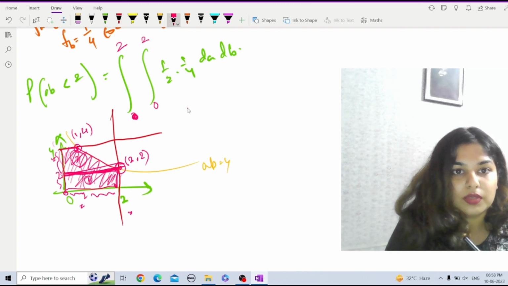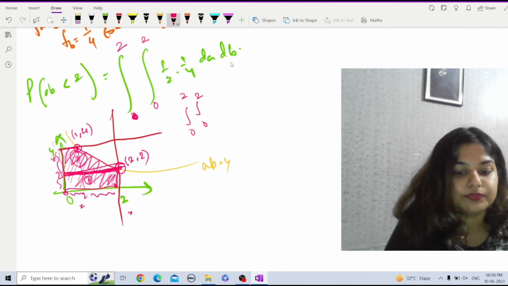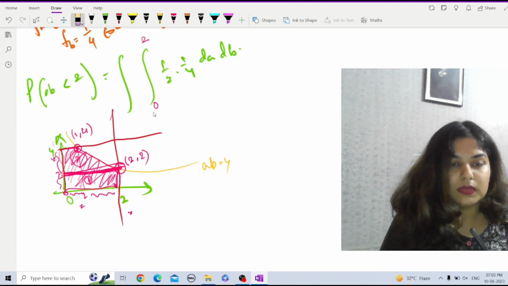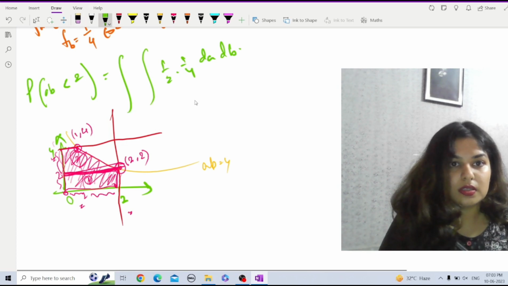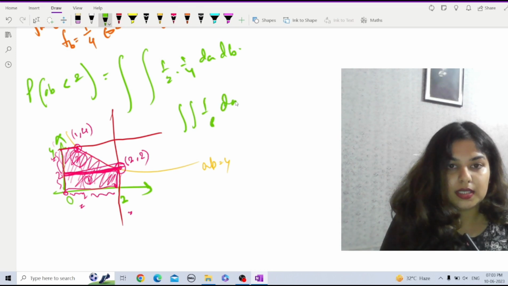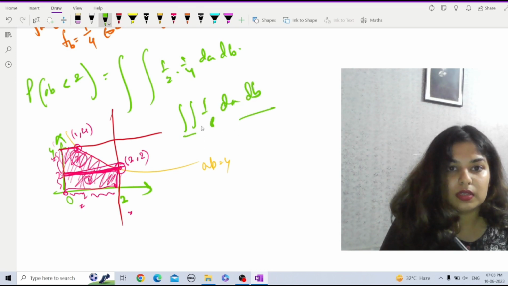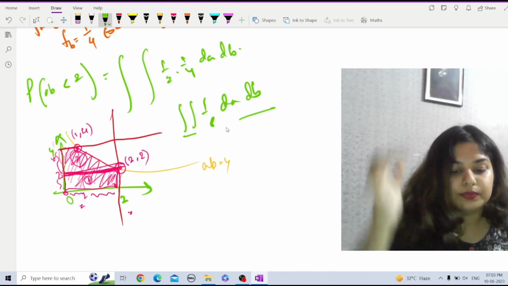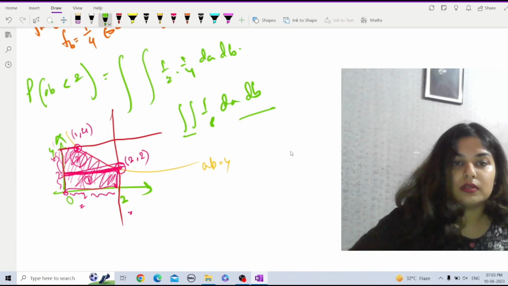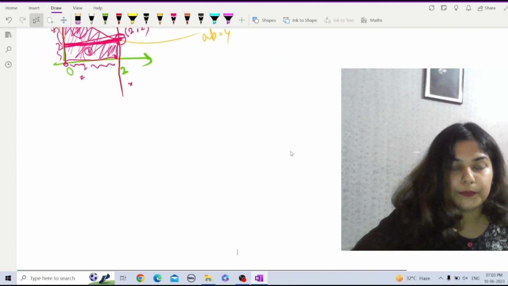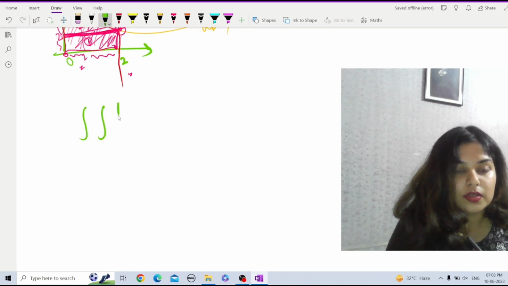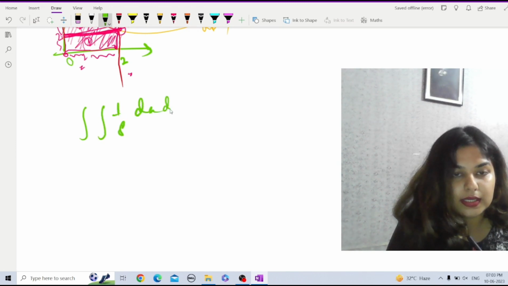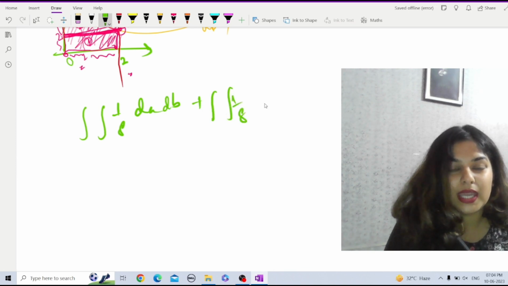So what can we do here? This is 0 to 2, 0 to 2. Let's write it down. Let us separate it. First of all, this is our integration 1 by 8 dA dB. How can we divide this region? It is from 0 to 2 and then from 0 to 4 by b. So first let us write it down here. This is integration 1 by 8 dA dB plus integration 1 by 8 dA dB.